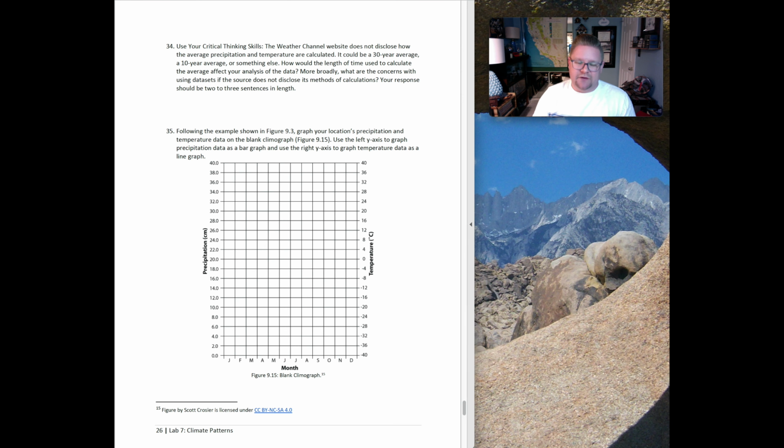Question 35 says, following the example shown in figure 9.3, now you get to graph your own location's precipitation. You use that data from the table above, and you're going to plot in a bar graph your precipitation values, and then you're going to use a line to draw your temperature values that are on average for each month. And the directions are certainly there to follow through.